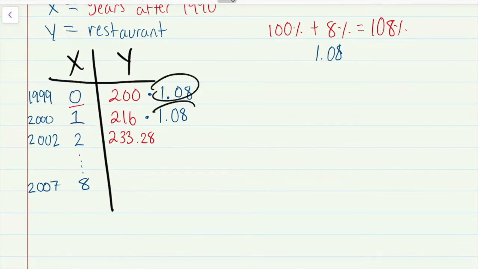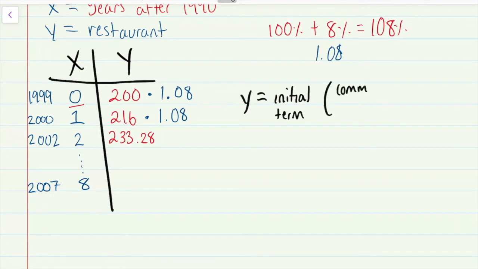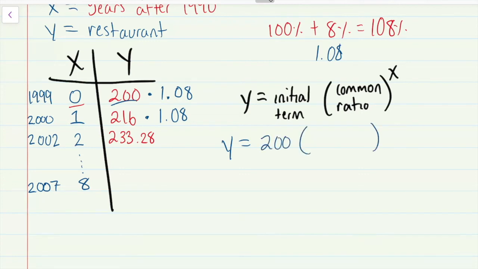And because we're multiplying over and over, you guessed it, it's a geometric sequence. So we have to find a formula for a geometric sequence. If you don't remember the formula, I'm hooking you up with the equation right here. So it's y equals the initial term times a common ratio to the power of x. So let's create this formula. So it's y equals, what was our first term? How many restaurants did we start with? We started with 200, right? Now, what are we multiplying over and over? We're multiplying 1.08 to the power of x. There you have it. That's the formula.